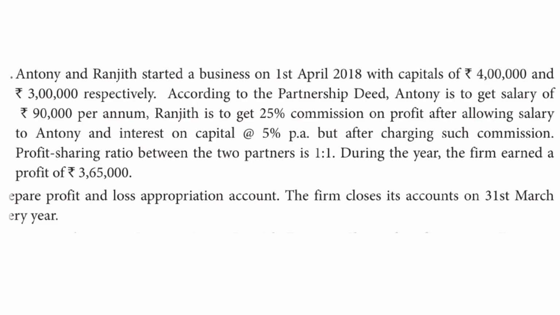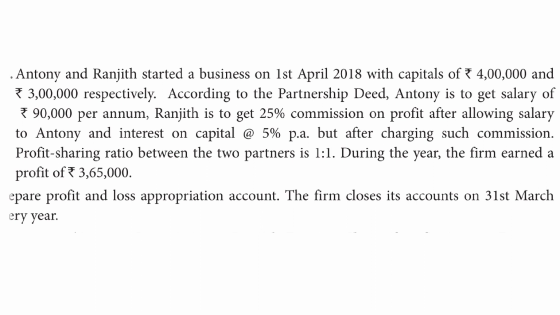Let's have a look at a commission sum which is going to be calculated after charging the adjustments as interest on capital and salary. So the sum goes as Anthony and Ranjit started a business on 1st April 2018 with capitals of 4 lakh and 3 lakh. So the two partners are Anthony and Ranjit and their capitals are given.